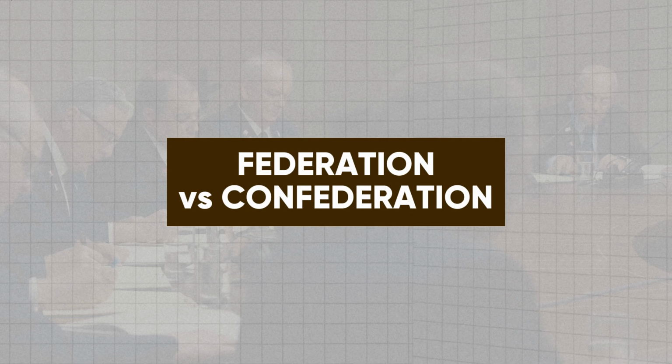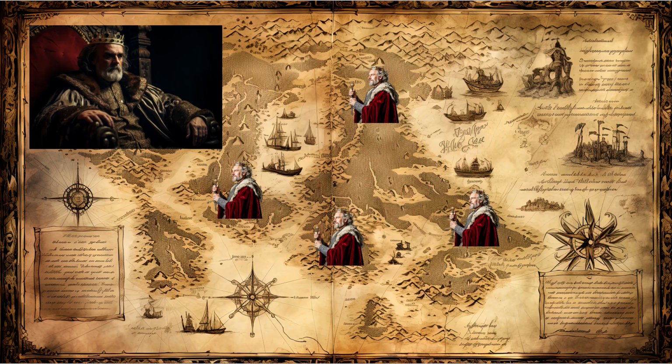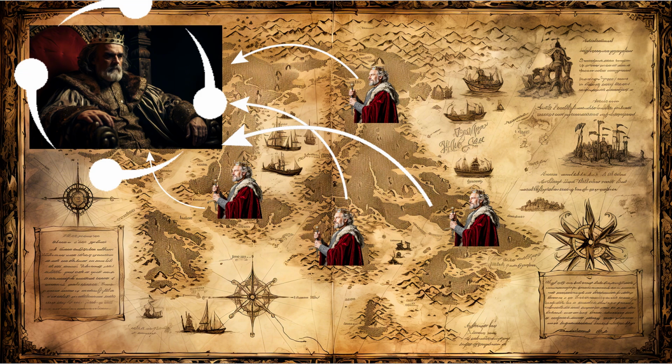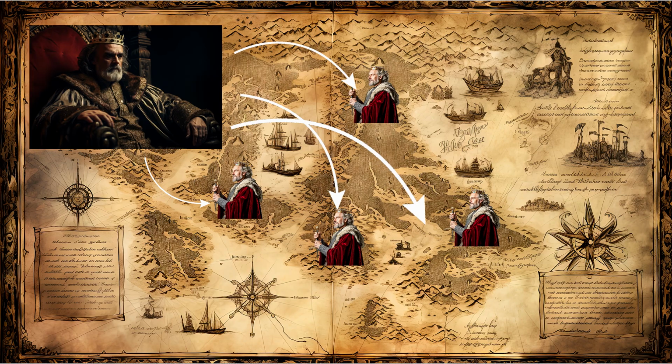Federation versus confederation. This distinction isn't about who rules, but about how a country is built geographically and politically. It answers a different question: where does power live across the territory? Is it concentrated in one center or shared across regions?